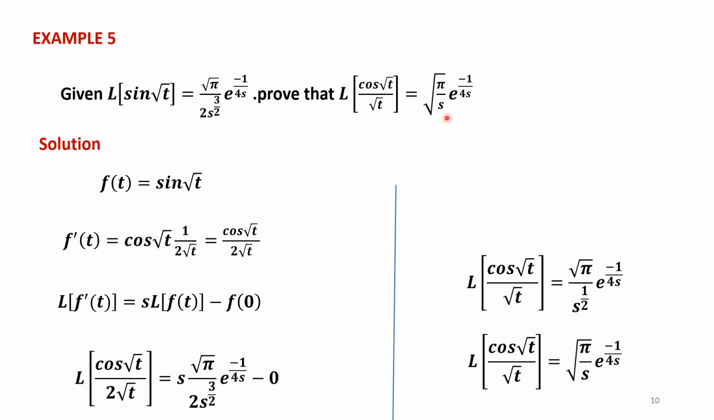So if L of sine root t, we have taken this function as f of t, we have calculated L of f dash of t, and from there we got the result as L of cos root t upon root t.